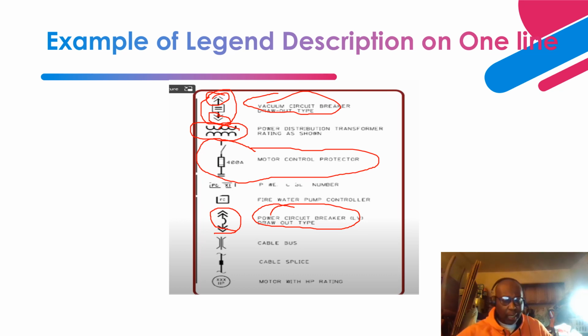Another symbol that you see is a cable bus. So this is the symbol of a cable bus. Then a splice cable is two cables that have been joined together. Sometimes it becomes necessary to splice based on the run of the cable, or sometimes if a fault occurs and you have to repair the fault.